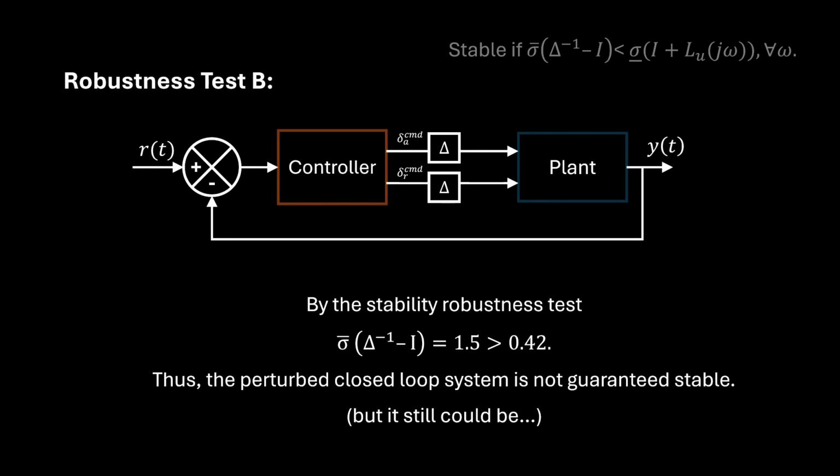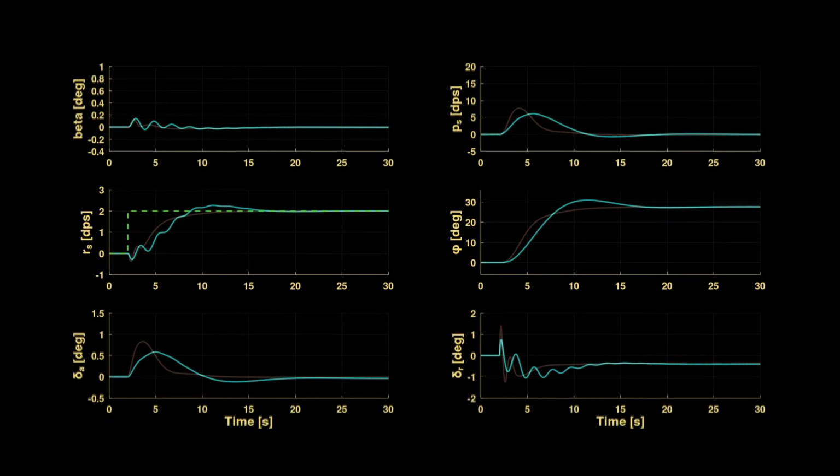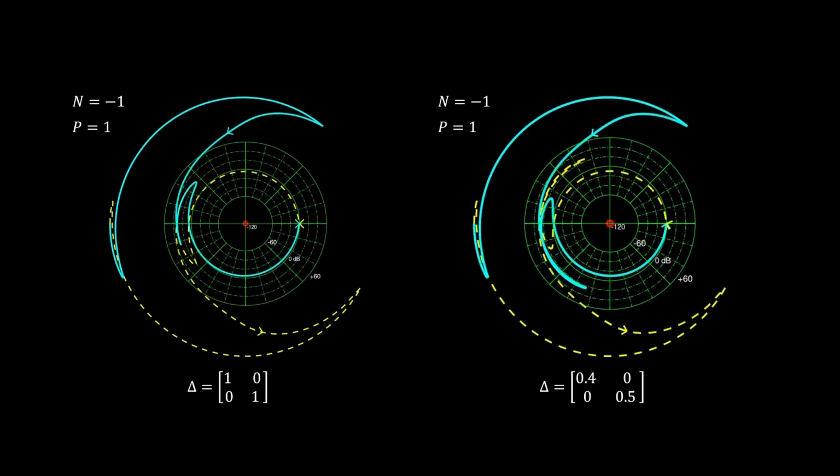Let's look at the simulation. We observe oscillation, an indication of nearness to instability, but nevertheless, the signals converge and track. Wow! And the Nyquist encirclements confirm it. All right, let's try again.